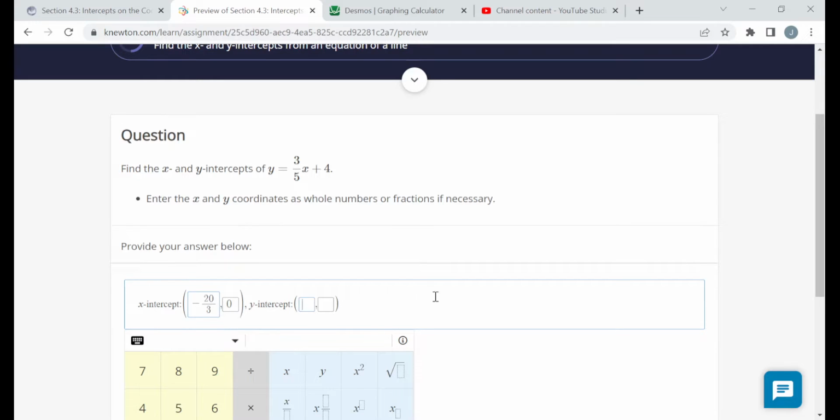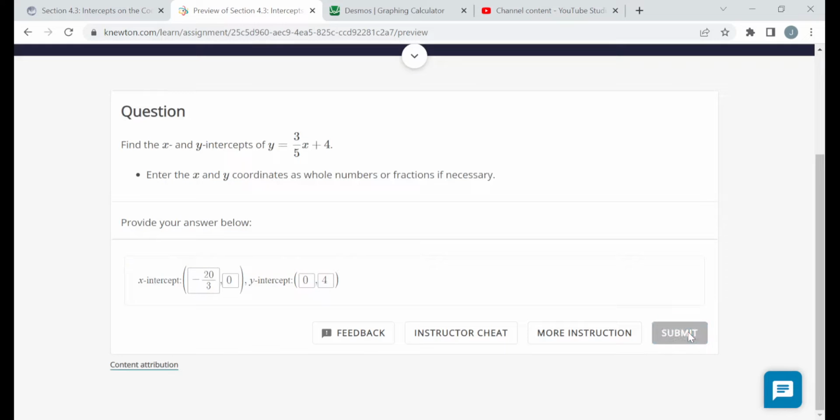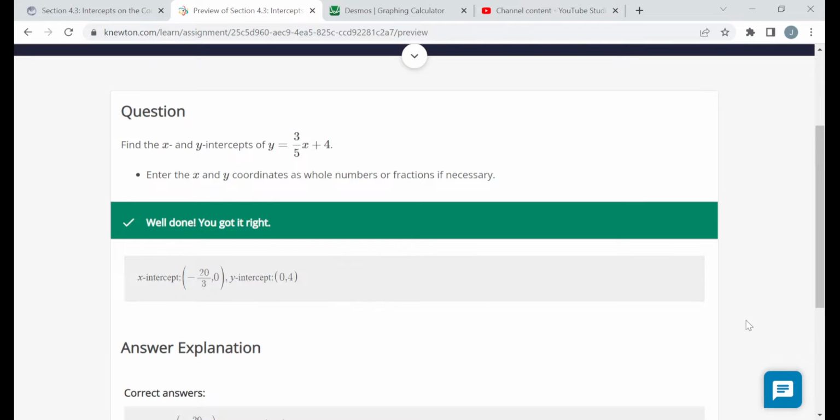So the x-coordinate of the x-intercept would be negative 20/3. And then for the y-intercept, you're putting in 0 for x. And if x were 0, you just have y equals 4. 0, 4. Oops. Actually, move to the next slide. 0, 4. And that should be good for that equation. Great.